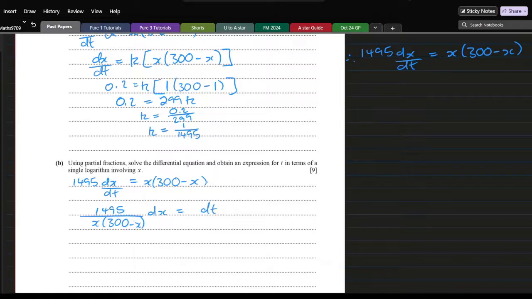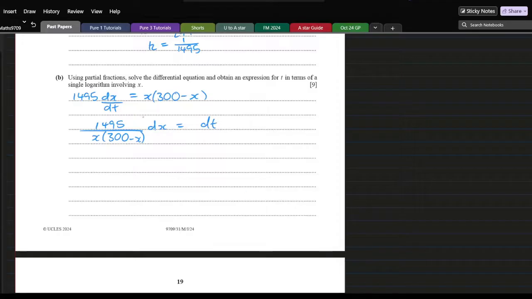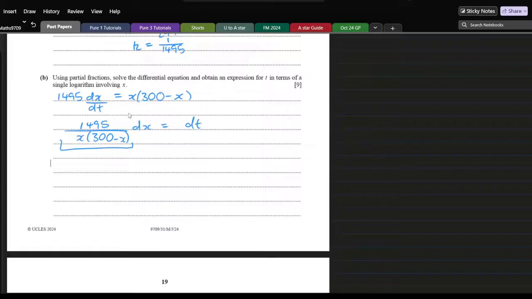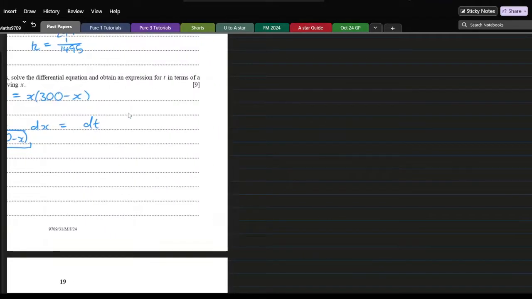Okay, so what we want to do is use partial fractions to decompose this function that we have. So we want to decompose our rational function over here into its partial fractions. So let's do that on the side. That is 1495 over x times (300 minus x). We've got two linear factors over here, so this can be written as A over x plus B over (300 minus x).